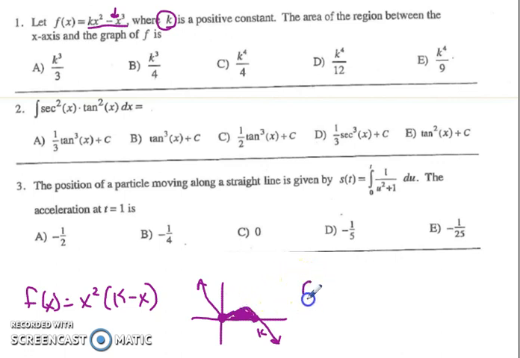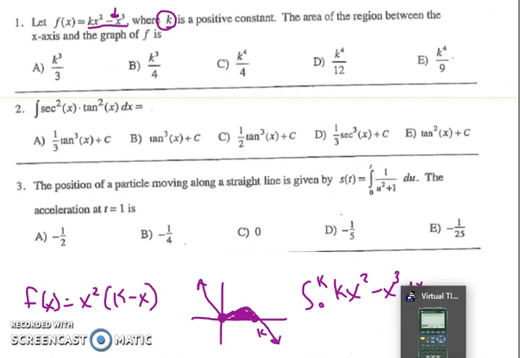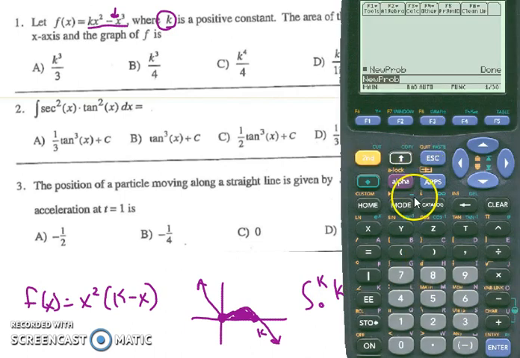And the integral is going to be the integral from 0 to k of our function, kx squared minus x cubed dx. And this is where the calculator comes in. You can do this by hand because it's a polynomial, but let's go ahead and practice on our calculator. So let's use the alpha key to plug in k, and then I have k x squared minus x cubed, enter.